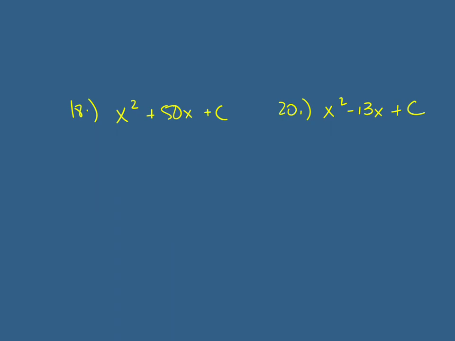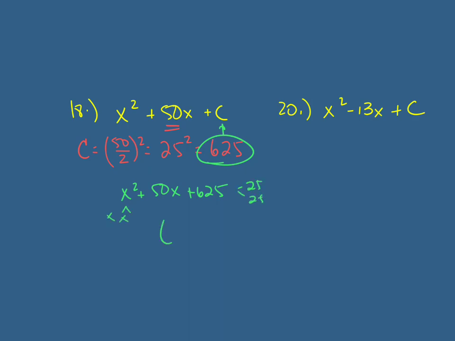18 and 20. Very similar. So there's my B. I'm going to say C equals 50 over 2 squared, which is 25 squared, which is 625. Now remember, I'm going to plug this 625 in right there for C. And it does work. x and x, 25 and 25. So it becomes x plus 25 squared. Remember, the green is the proof. This is your answer.